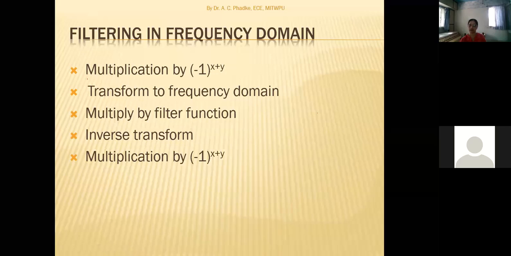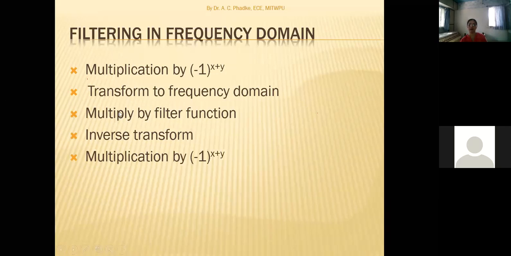Similarly, two-dimensional convolution in image space is equivalent to multiplication in frequency domain. So we take the frequency domain of the image by applying a transform. Then we simply multiply those values with the desired filter function. When we multiply it by the filter function, we get the enhanced image in the frequency domain. Then we apply the inverse transform on the filtered image in order to get the enhanced image in the image plane.